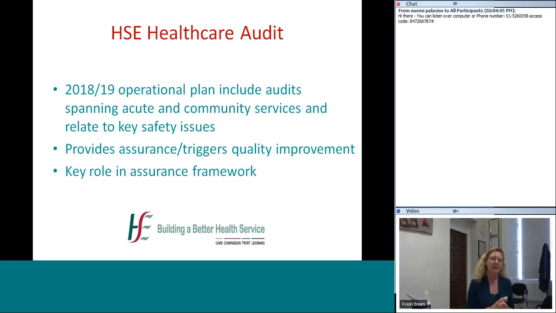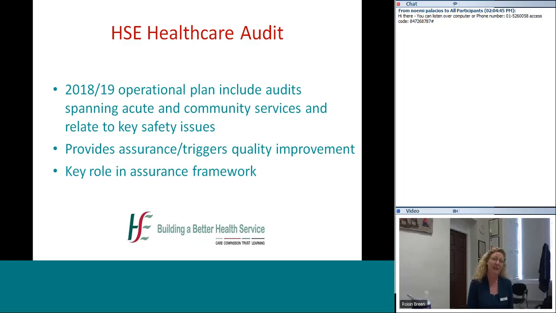So we provide assurance, and that's that word assurance again, and I will keep coming back to it during the presentation. And when we provide assurance, that's good. That means we find evidence that the organisation is complying or conforming with standards that are important for us to achieve the objectives of the HSC, which is to improve the health of the population.